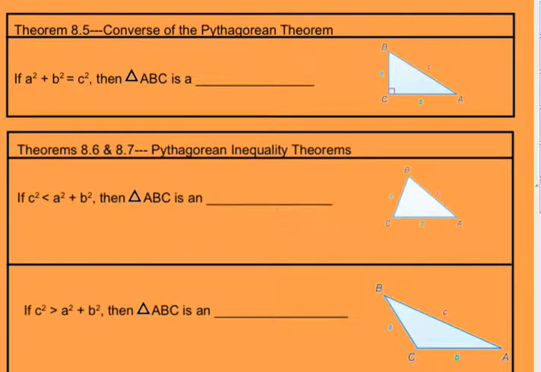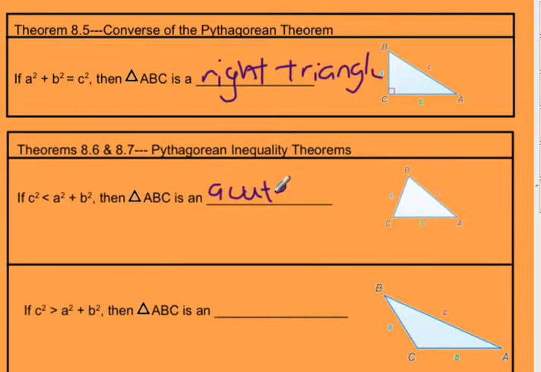Now, let's take a look at what the converse of the Pythagorean theorem is. When we're talking about a converse, if you test out the sides and you find that a squared plus b squared is equal to c squared, then it's going to be a right triangle. Then, if c squared is less than a squared plus b squared, then ABC is going to be an acute triangle. So that means it has acute angles.